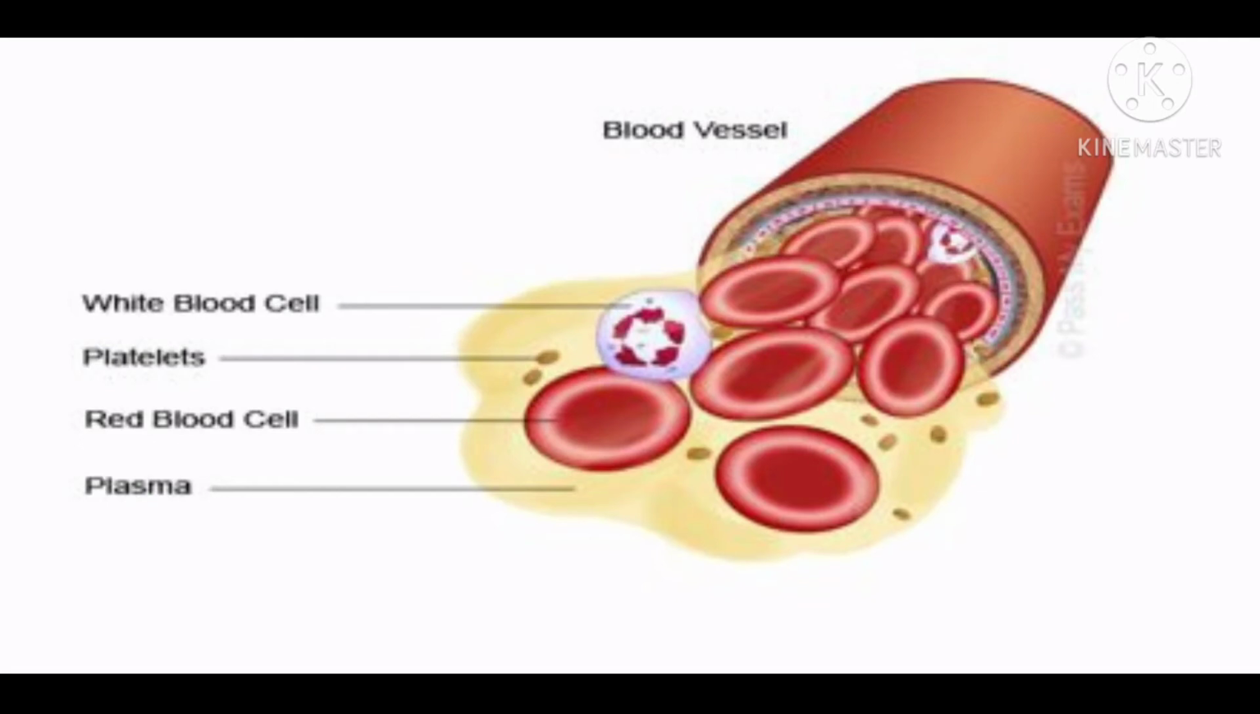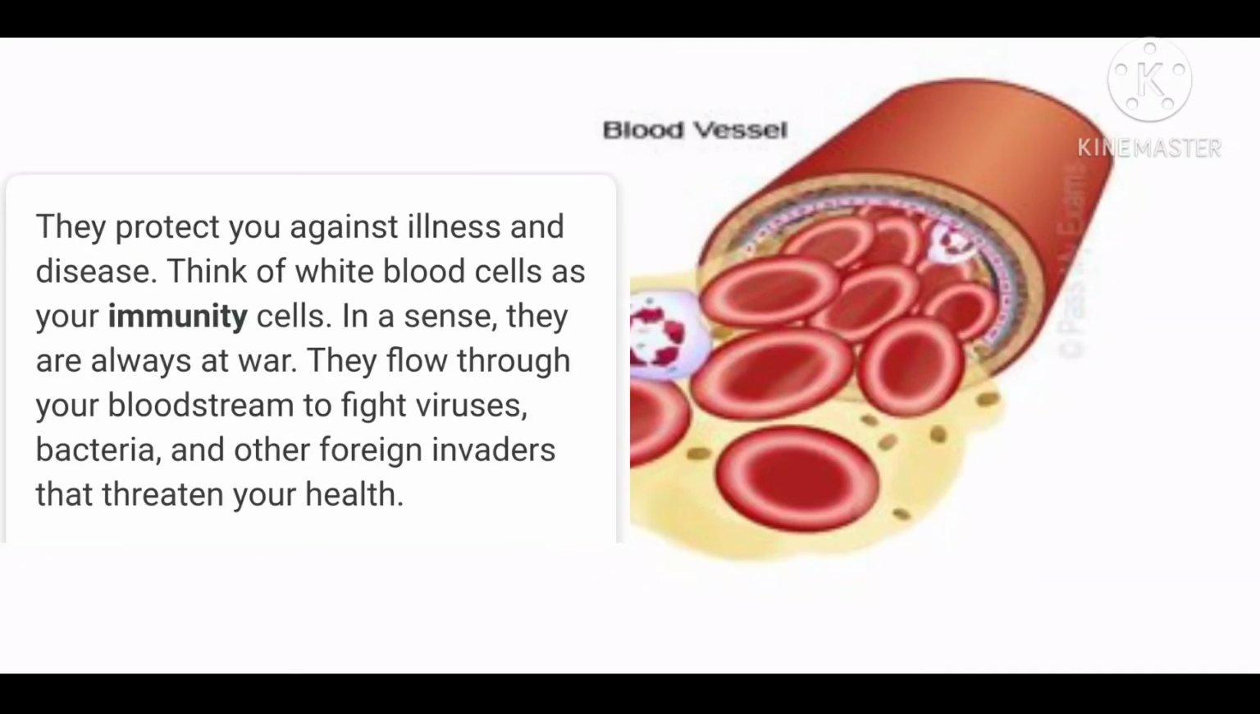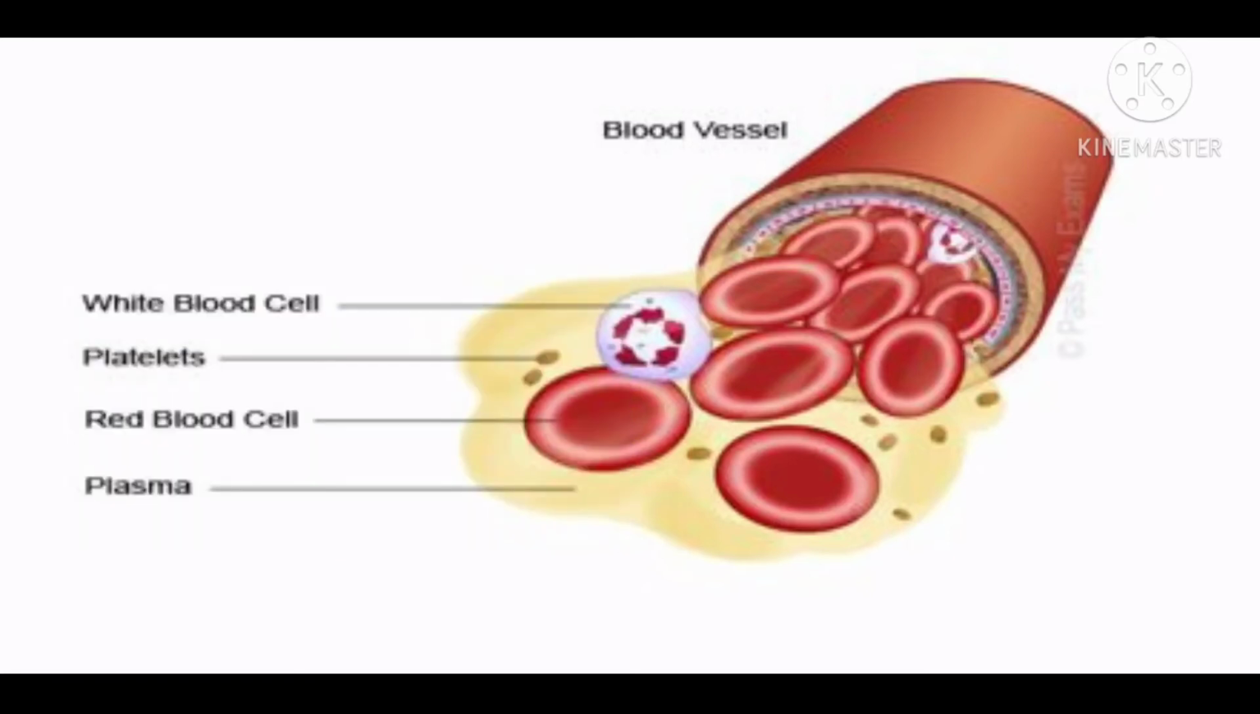Now let us talk about the function of WBCs. They protect you against illness and disease. Think of white blood cells as your immunity cells, and these WBCs are also known as the soldiers of the cells. In a sense, they are always at war. They flow through your bloodstream to fight viruses, bacteria and other foreign invaders that threaten your health.